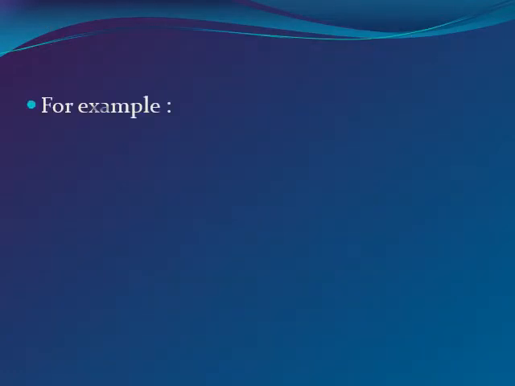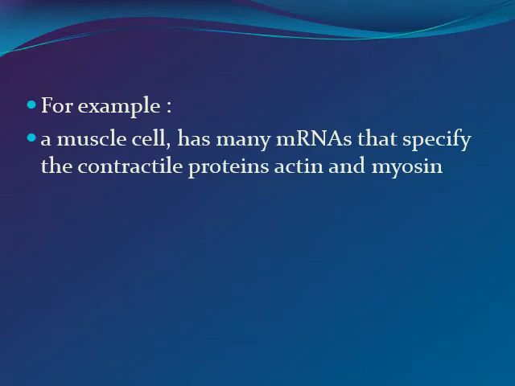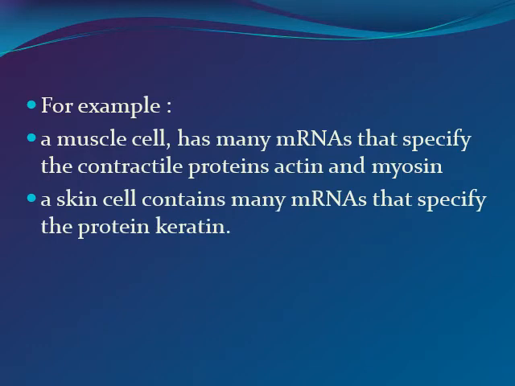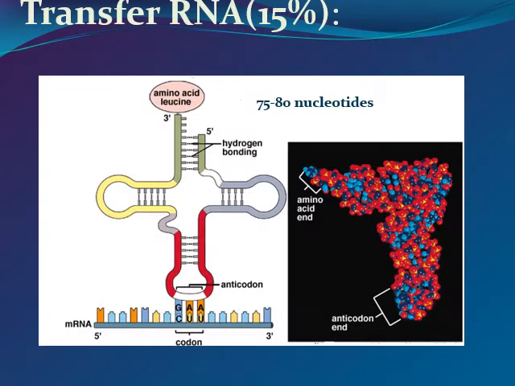For example, a muscle cell has many messenger RNAs that specify the contractile proteins actin and myosin. And as another example, a skin cell contains many messenger RNAs that specify the protein keratin. To use the information in the messenger RNA sequence, a cell requires two other major classes of RNA, that is ribosomal RNA and tRNA.